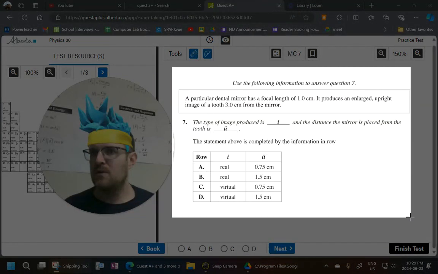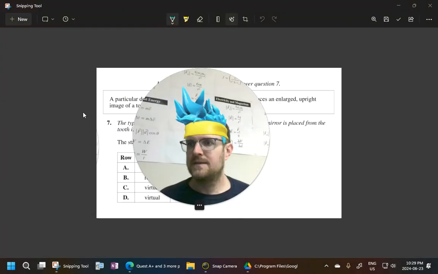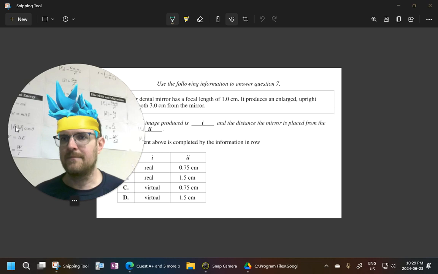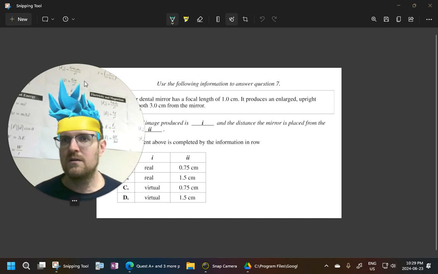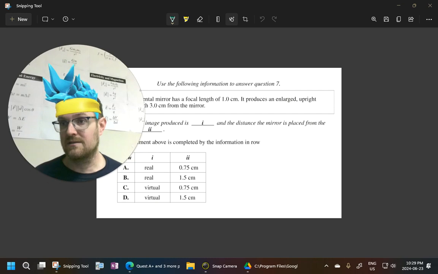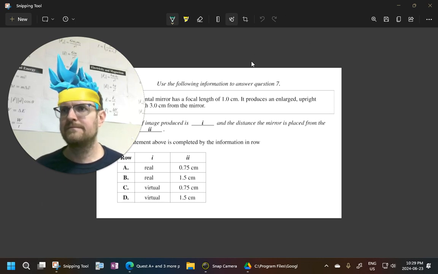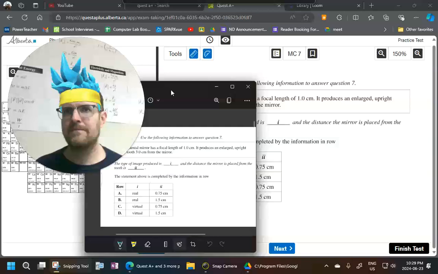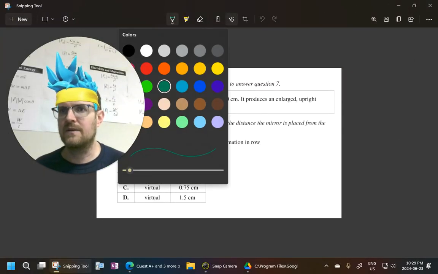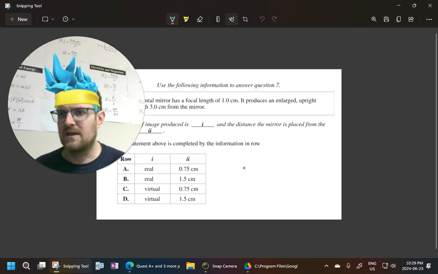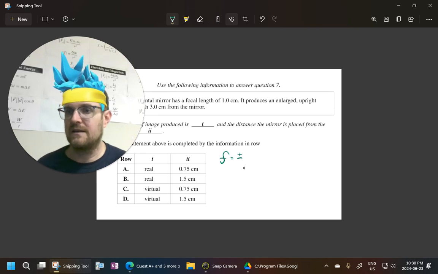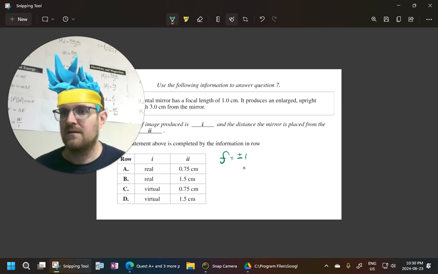I'm just going to snip this so I can draw all over here. I'm going to do the math on one side here. Okay, so it has a focal length. We don't know what kind of focal length this is going to be. Is it positive or negative? For some reason I've lost the ability to write on this thing. All right, let's try this again. There we go. Let's just use green. So I know my focal length here is plus or minus. It doesn't say whether or not it's a concave mirror, but we're going to try to determine if it is.